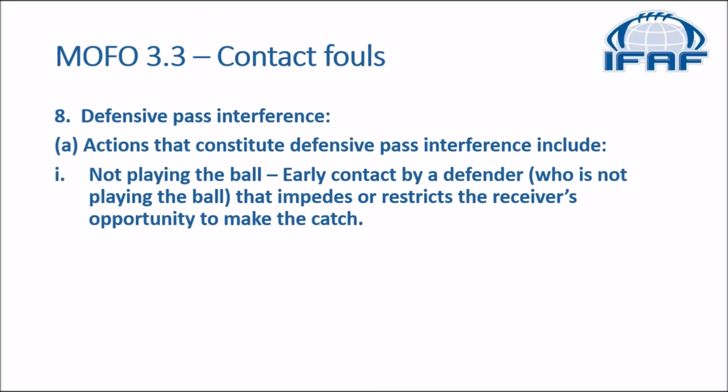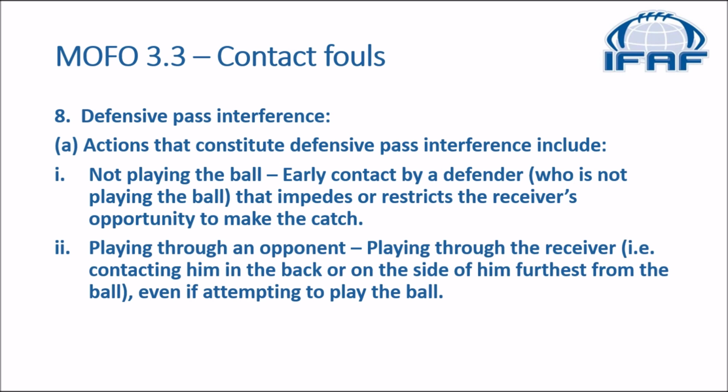In the MoFo, we go to 3-3 contact fouls. 8. Defensive pass interference. A. Actions that constitute defensive pass interference include 1. Not playing the ball. Early contact by a defender who is not playing the ball that impedes or restricts the receiver's opportunity to make the catch. 2. Playing through an opponent. Playing through the receiver, that means contacting him in the back or on the side of him furthest from the ball, even if attempting to play the ball.